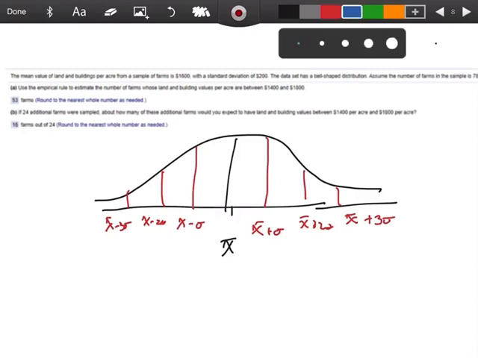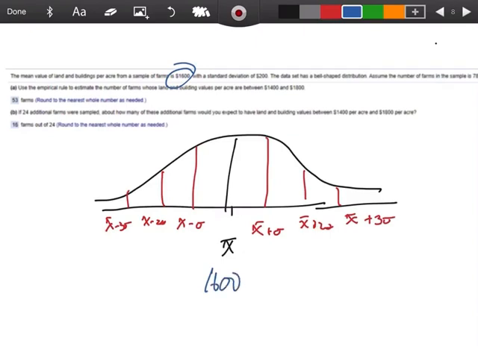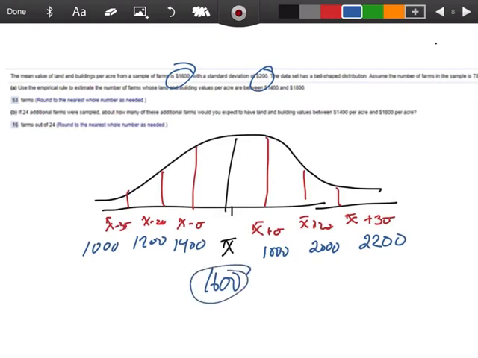We were told in our particular problem that our mean was 1,600 and our standard deviation was 200. So if I add 200 here, this is going to be 1,800, this would be 2,000, this would be 2,200. And if I start subtracting, this one would be 1,400, 1,200, and 1,000. All I'm doing is subtracting 200 from my mean or adding 200 to my mean, depending on which direction I'm going.